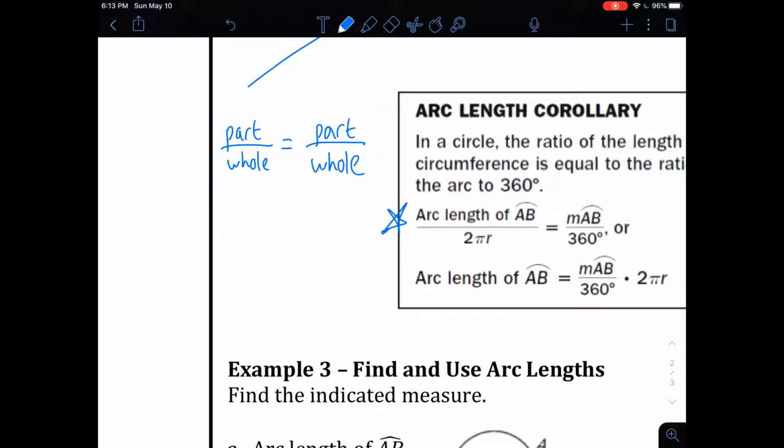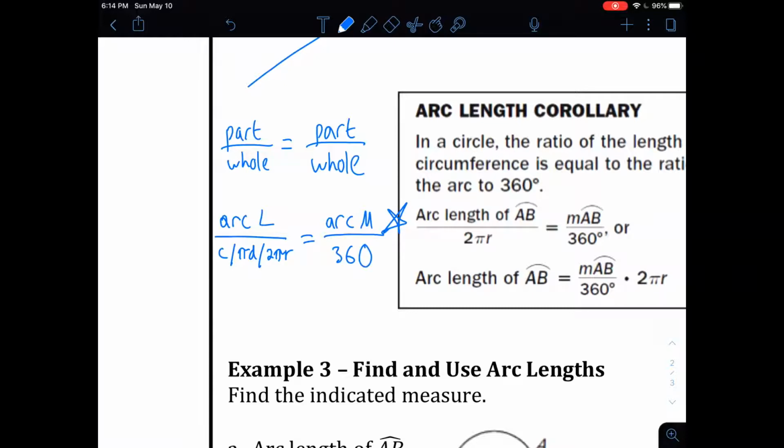But basically it's this. We do arc length over the entire circumference. We're going to put C or pi d. I'm going to actually make that nicer, sorry. Arc length over C. Pi d or 2 pi r. Going to equal arc measure over 360 degrees.